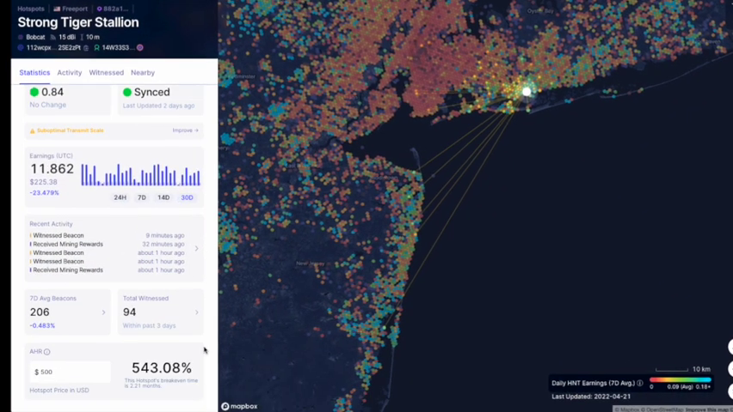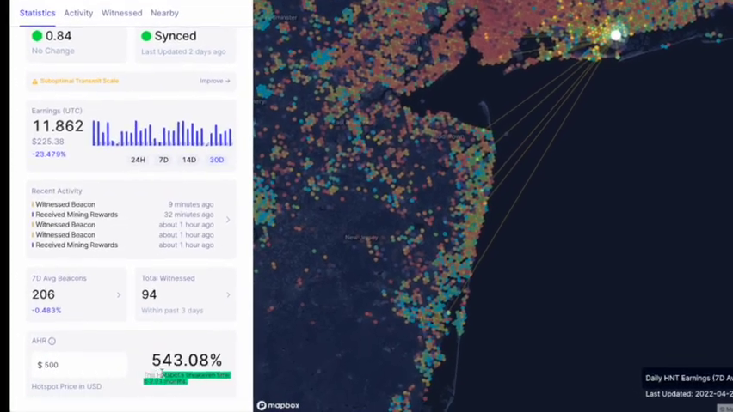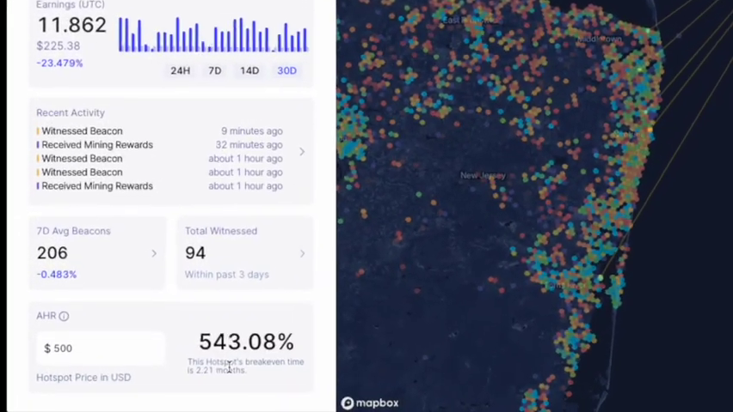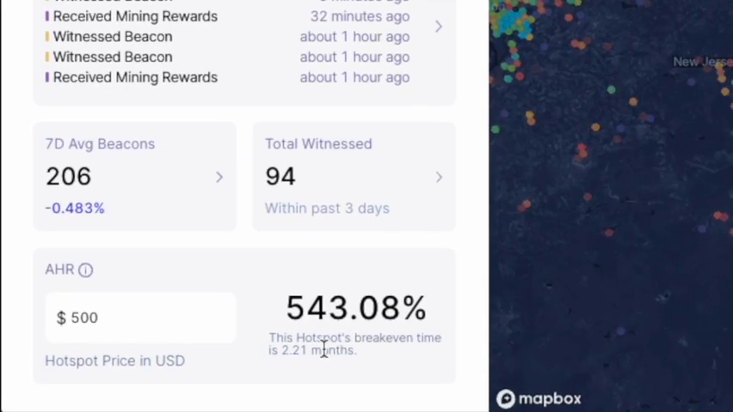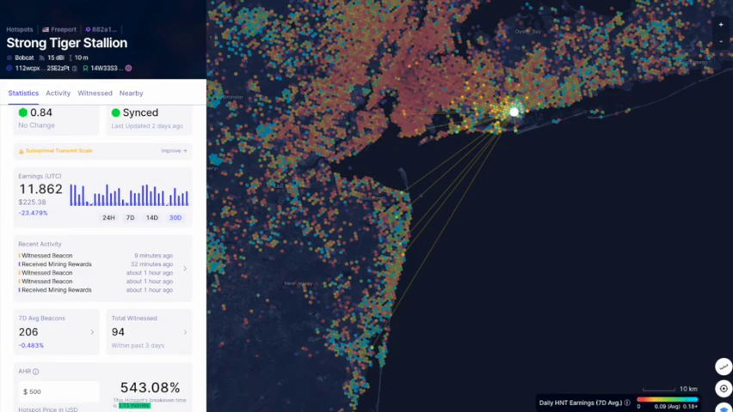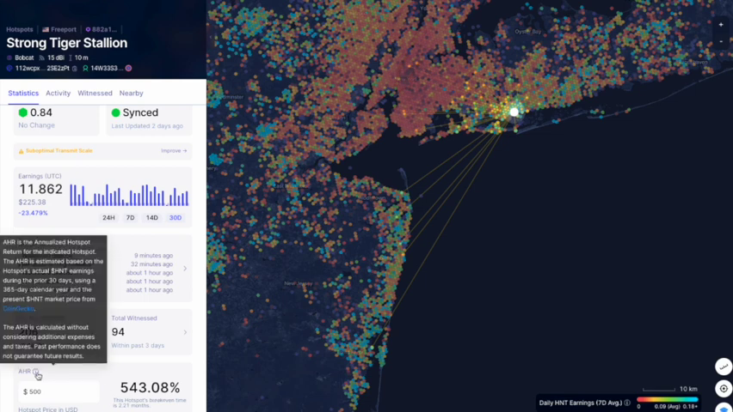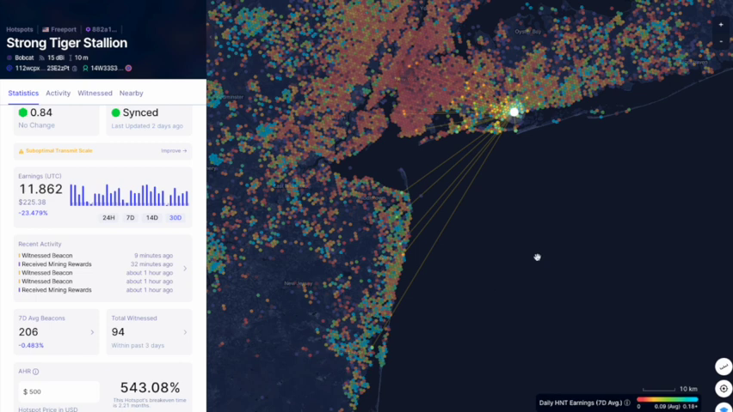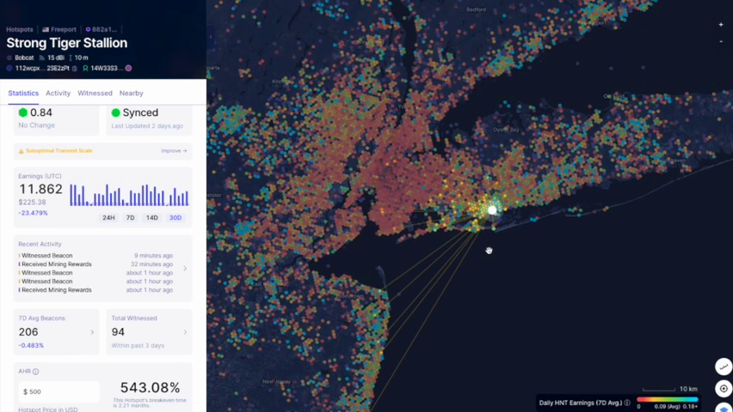And of course, their break-even period in AHR is going to be much better than other ones that we have taken a look at. 2.21 months to recover your $500. Anything after that is profit. Of course, that's not considering any additional expenses or taxes. But this tool is incredibly, incredibly useful, and I'm really, really happy to see it here.